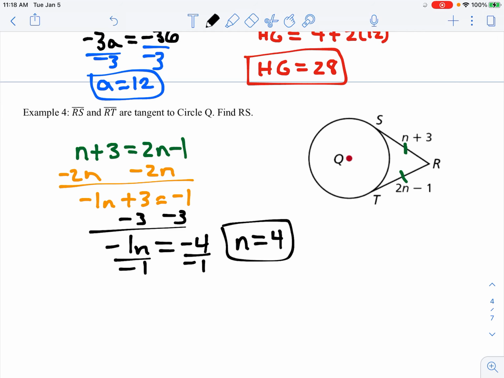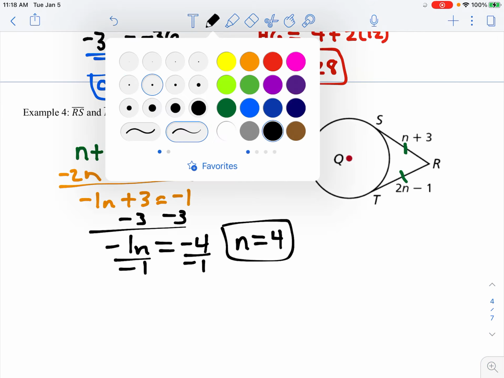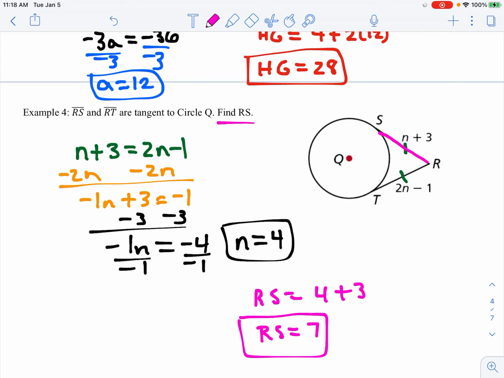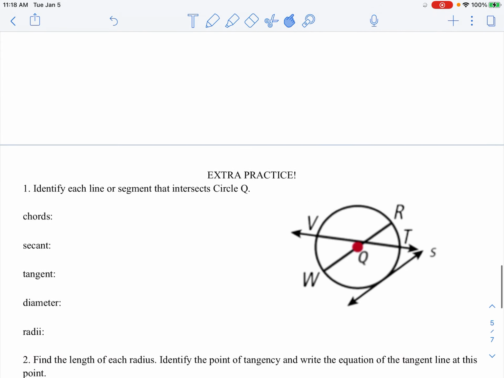All right, so remember, we should always get a positive answer when we solve these. Now, we're not quite done yet because it says find RS. So let's go to the line RS and let's plug it in. If n was 4, I'm going to plug in the 4 plus 3. So RS is equal to 7. All right, so ice cream cones, set them equal.